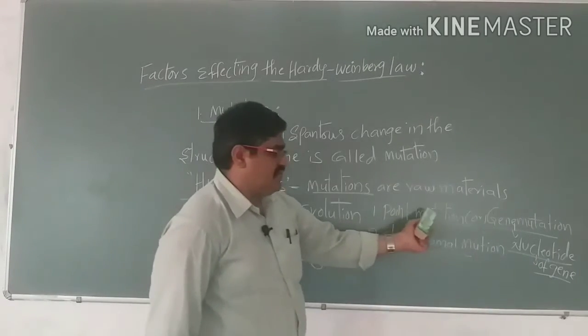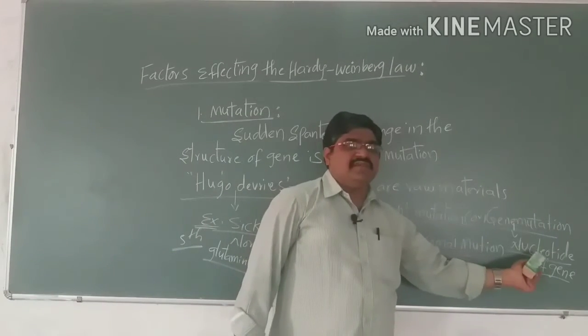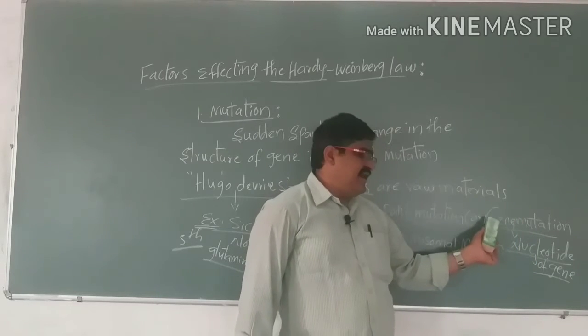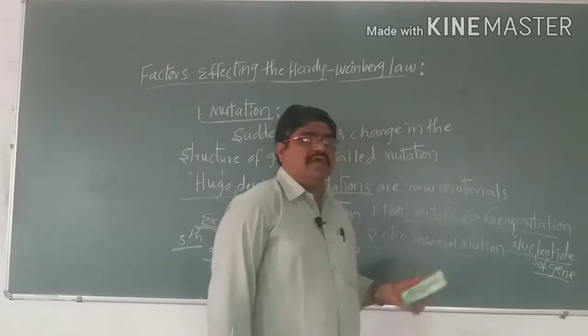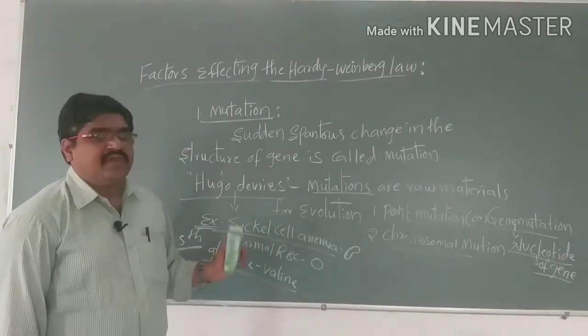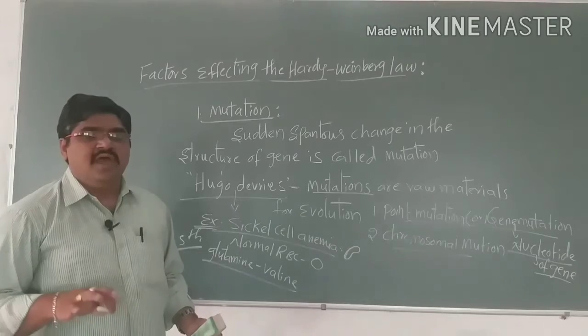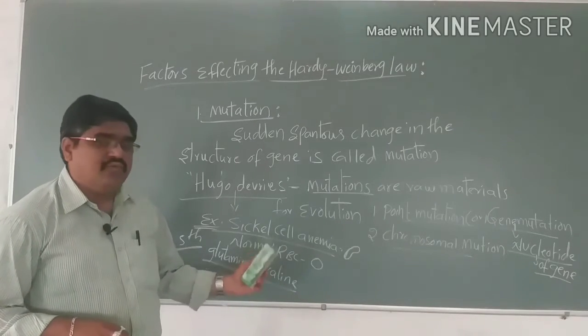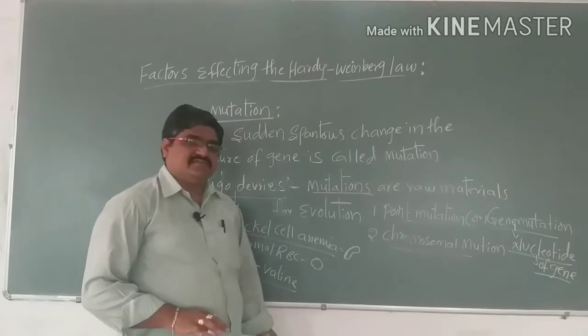where the change takes place in the structure of a nucleotide of a gene. So this is an example of a gene mutation or a point mutation, that is sickle cell anemia. Here round or oval shaped RBCs are converted into half moon shaped structures.